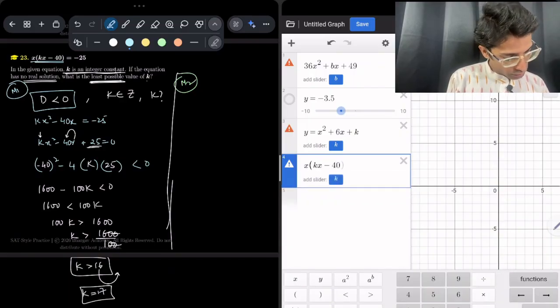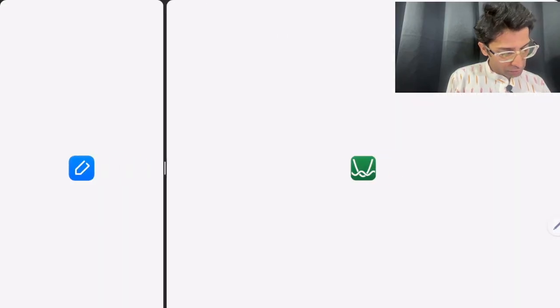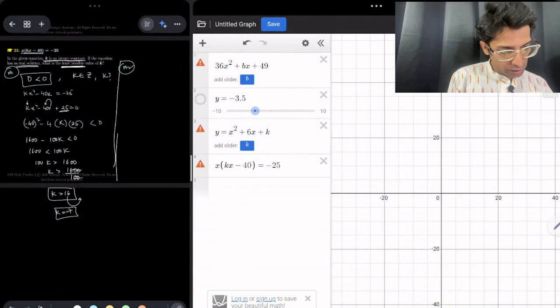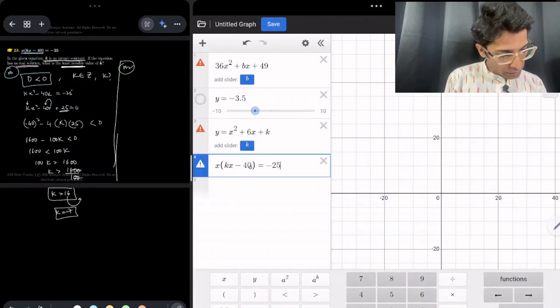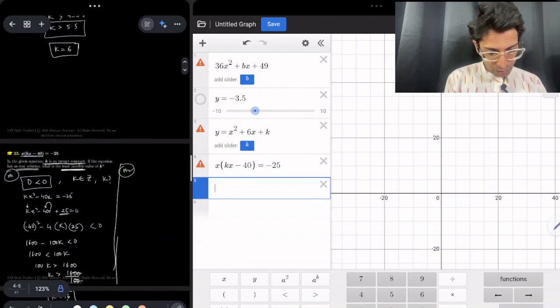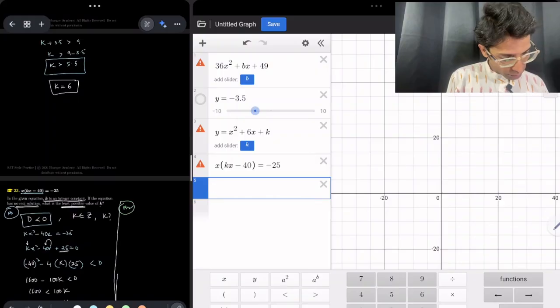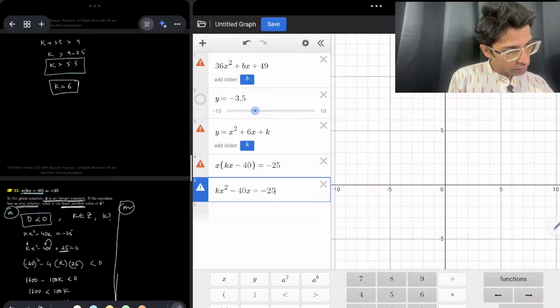kx² minus 40x should be equal to minus 25. Do we see anything here? Okay, I don't see anything here, but don't panic. If you get into this kind of a situation, then expand this a little bit as we have done in the algebraic way. So let me write it down like this: kx² minus 40x equal to minus 25. Is something happening now? Still not happening.